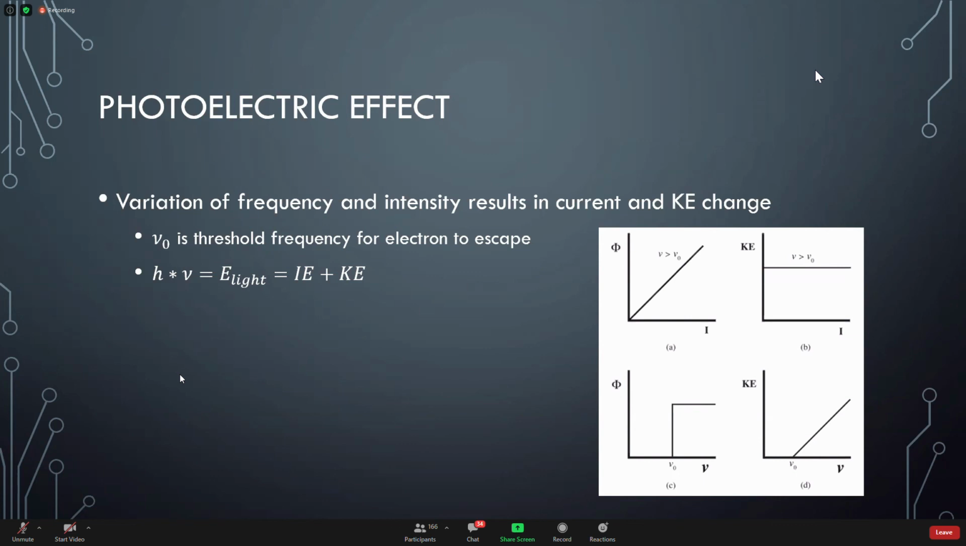And it also tells us that even though we can add as many photons as we want, the only way to increase the energy is to increase the frequency. So that gives us a really good picture of what the light is doing and how it's interacting with the metal. All right, keep going.